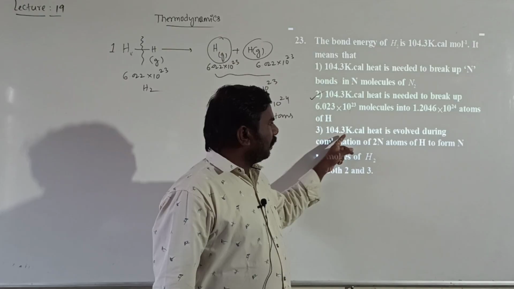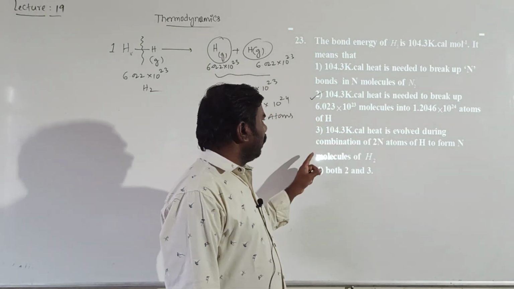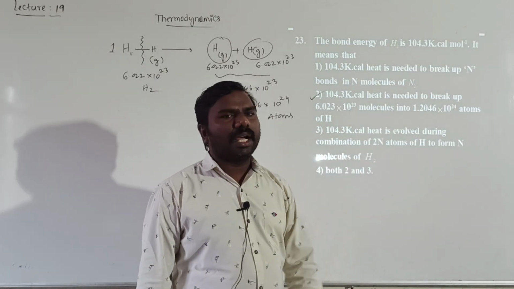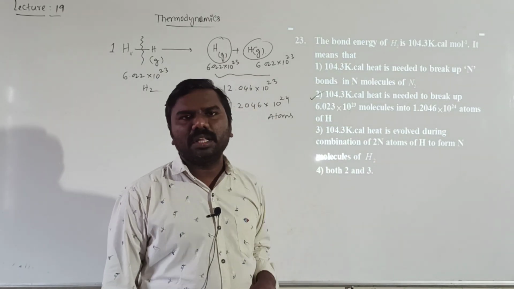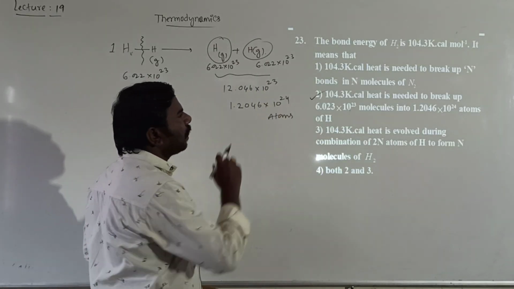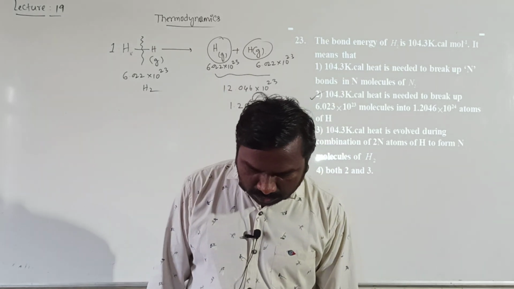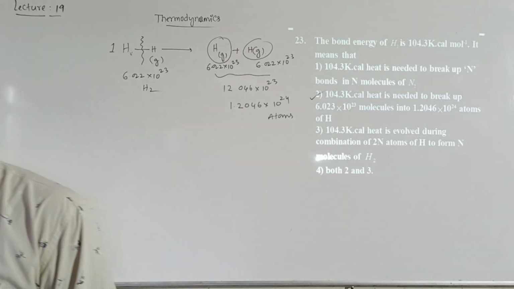Next, 104.3 kilocalories of heat is evolved during the combination of nitrogen and hydrogen. Nitrogen is not given in the question itself, that is why it is not there. So the answer is option 2 in this question. Getting, all of you? Now, one more question.